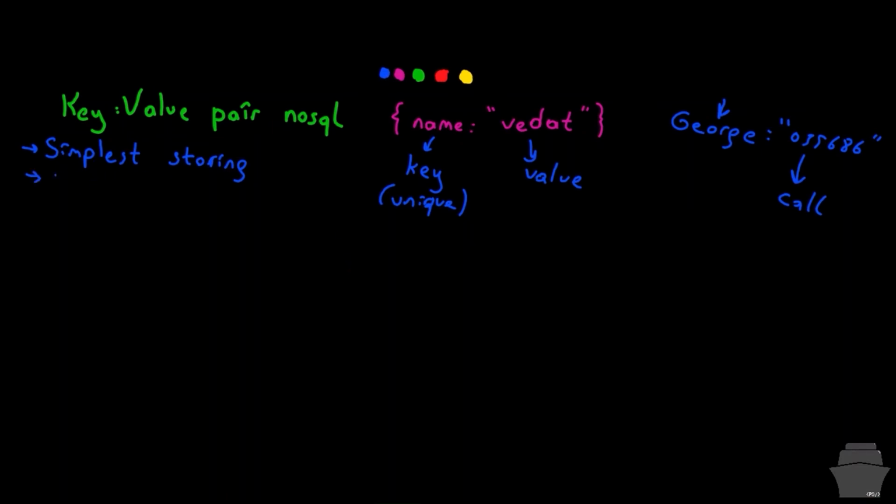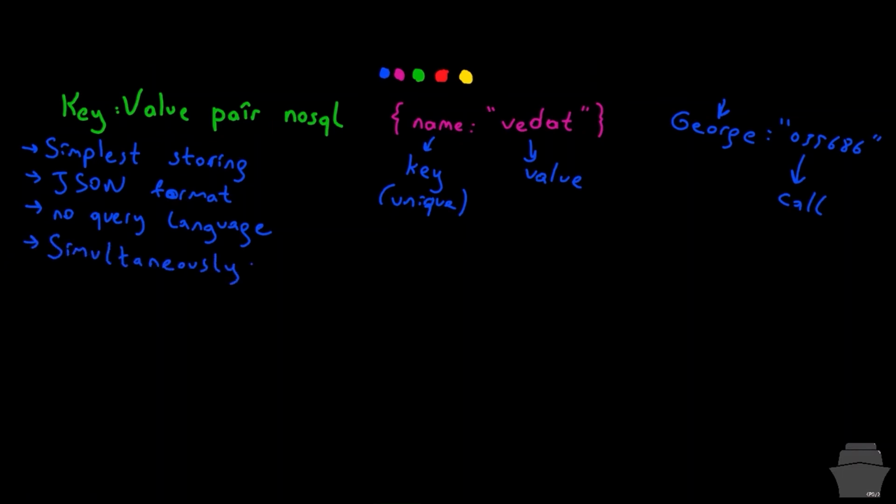So it also uses JSON format. There is also no query language for that kind of database. We don't need it. Another good thing about key pair-based is we can read and write data simultaneously. And I think the most important feature is we can use key pair-based NoSQL for caching, as it stores data in RAM memory.